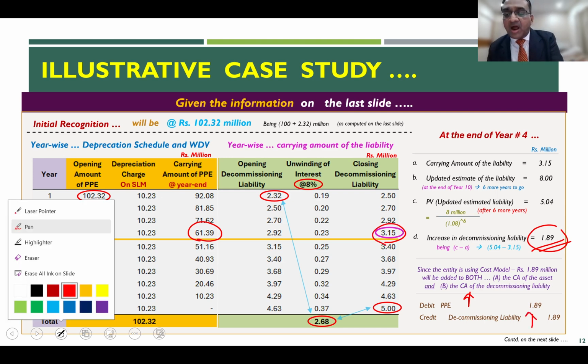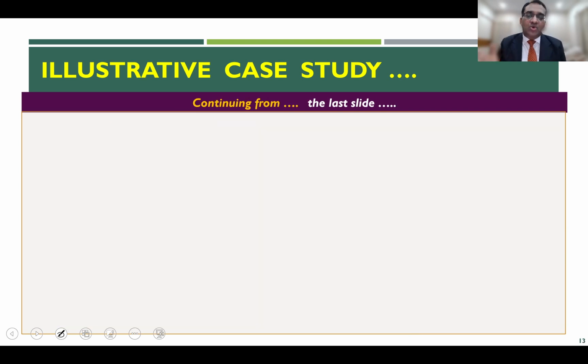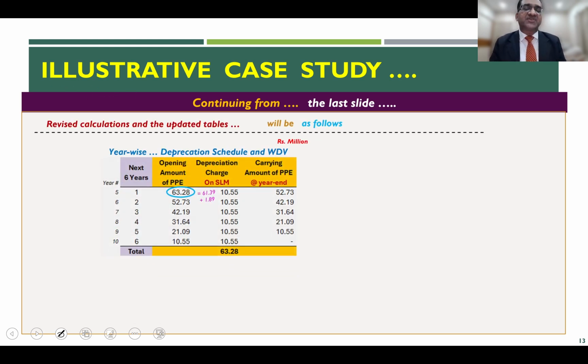So for recording this change of 1.89, this is the entry you will record. You will increase the PP&E carrying amount of 61.39 by an amount of 1.89 and likewise this liability will also go up from 3.115 by an amount of 1.89 to 5.04. Let's continue this in the next slide. So this is what you will do. And then go forward, after the 5th year onwards, how the situation will look like.